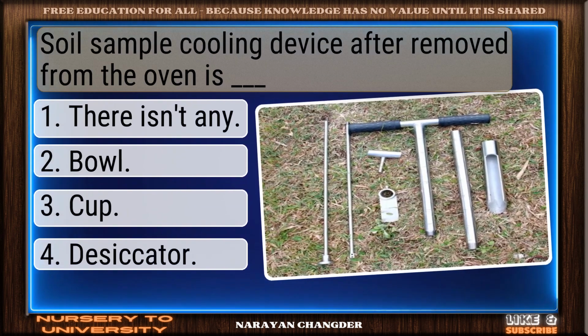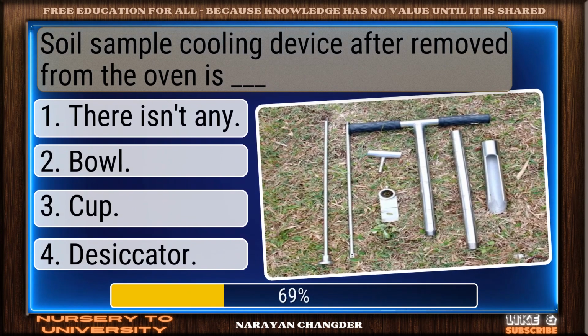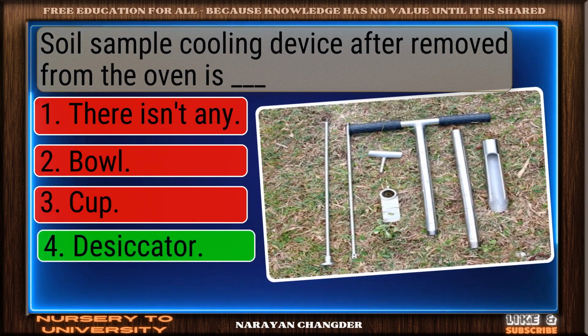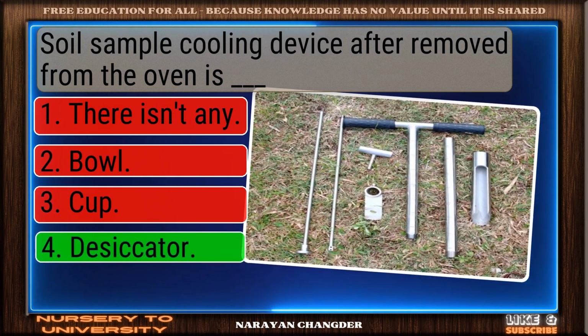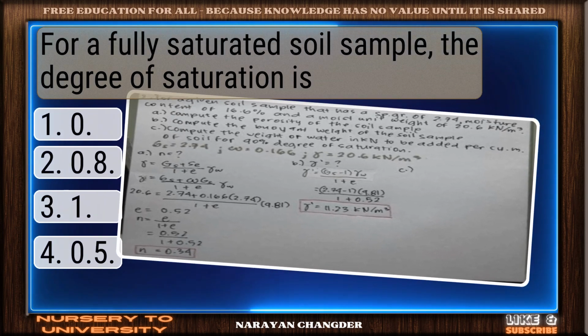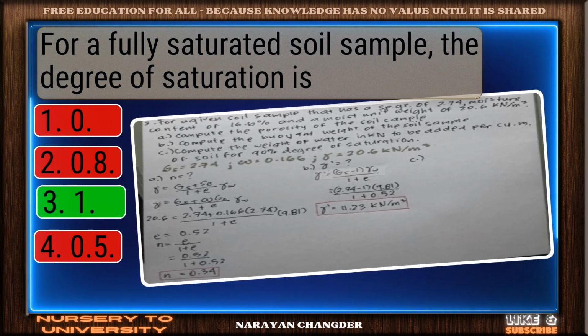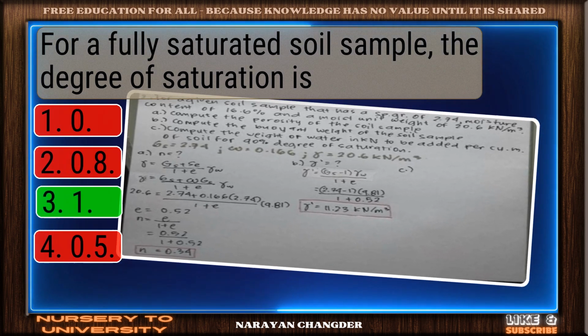Soil sample cooling device after removed from the oven is dash. Smart move. Desiccator is an accurate answer. For a fully saturated soil sample, the degree of saturation is... On track. 1 is the correct answer.